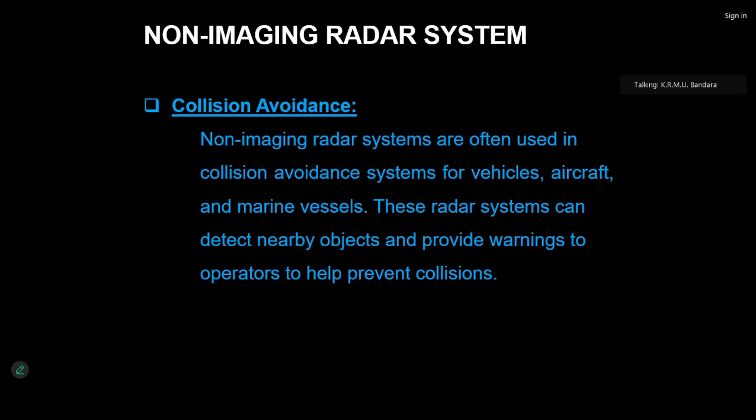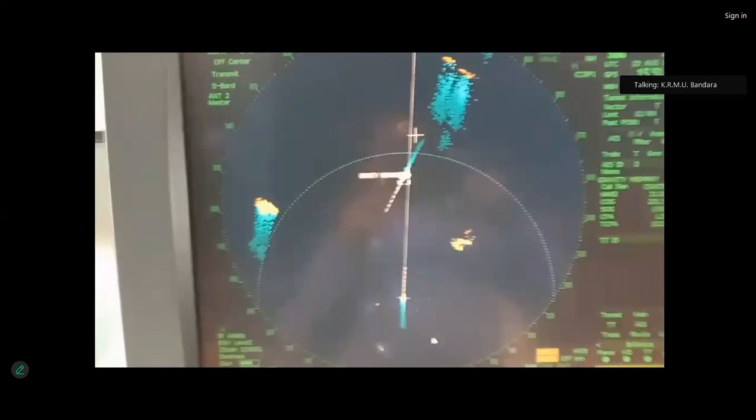This is the non-imaging radar system often used in collision avoidance systems for vehicles, aircraft, and marine vessels. This radar system can detect a nearby object and provide a warning to the operators to help prevent a collision. Okay, this is also, you can see how.